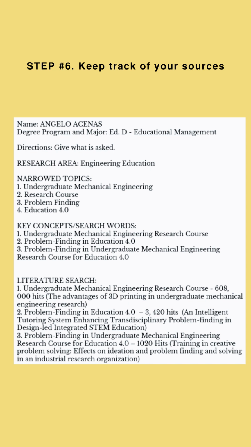So based on these key concepts and search words, I did a literature search and I found that by using undergraduate mechanical engineering research course, I got 608,000 hits. And from these 608,000 hits, the first result is the advantages of 3D printing in undergraduate mechanical engineering research. And I also have the Problem Finding Education 4.0 where I got 3,420 hits. The number one result is an intelligent tutoring system enhancing transdisciplinary problem finding in design-led integrated STEM education. And you can also do this for your research for every key concepts and search keywords that you've got.